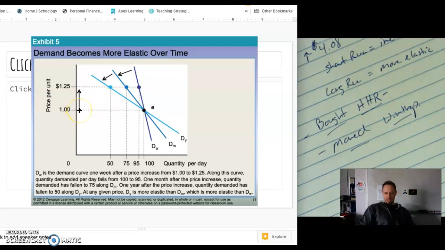So here from $1 to $1.25, this is our demand in a week, inelastic. Here's our demand over a month. Maybe in a month we bought that new car. And in a year's time, we're able to move and move closer. Now our demand is even more elastic. So demand becomes more elastic over time. We see the demand curve flattening.